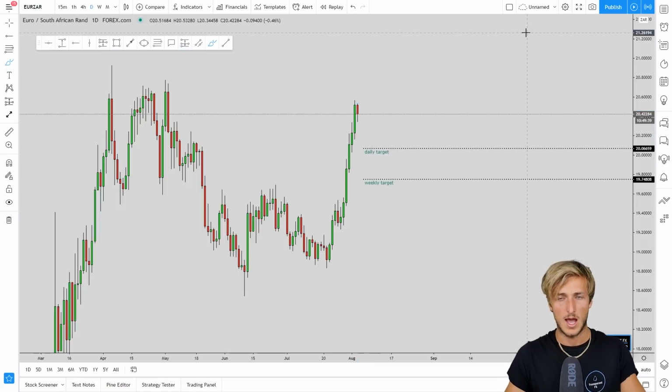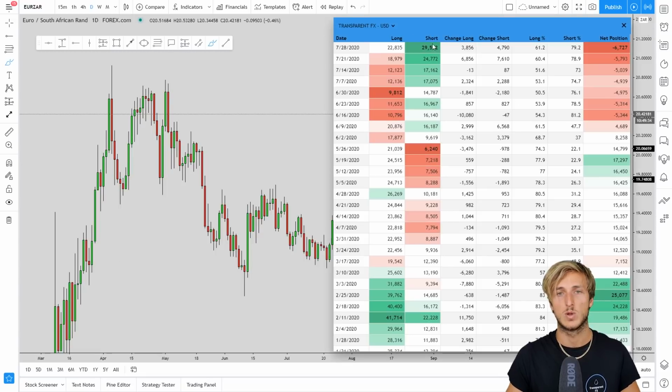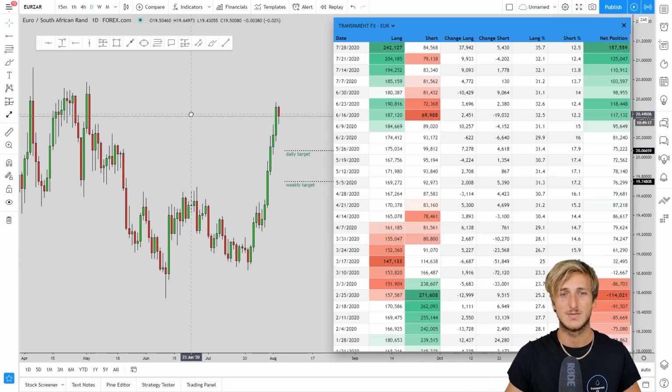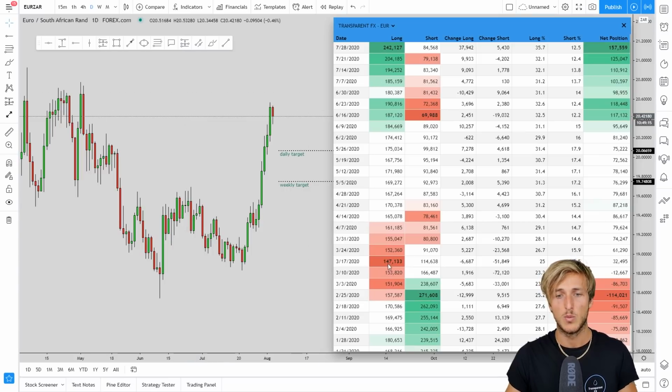Now, before I show you how we will be approaching EURUSD with students, let's first give a quick check at what we have on EURUSD from a COT perspective, so commitment of traders, what the biggest banks and institutions are currently doing on the euro and on the ZAR. Let's start from the euro. Now, on the euro, we can see that institutions have been adding massive long positions. In fact, we went from 147k longs all the way up to 242k long positions from an institutional perspective on the euro, which is massive, very massive.